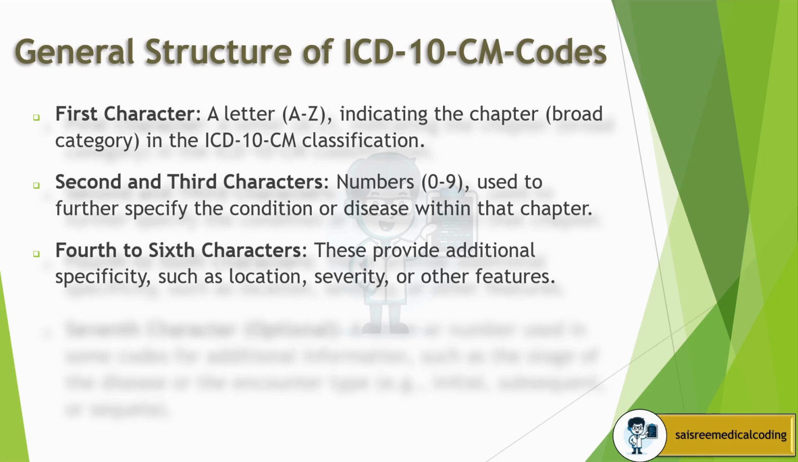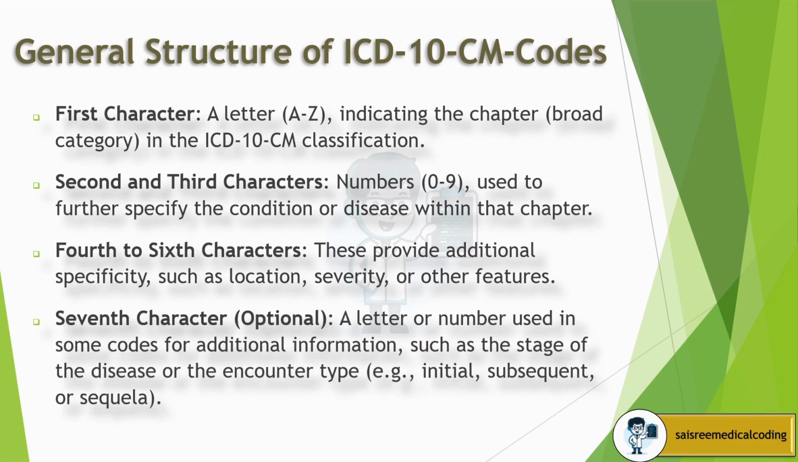And we are having the fourth to sixth characters. These provide additional specificity such as location, severity, or other features for a code. If your code also has a seventh character, that might be a numeric or an alphabet, and it will be decided based on the status of the encounter or based on the specification of a condition. So all this comes under the general structure of ICD-10-CM codes. We'll see examples for this.